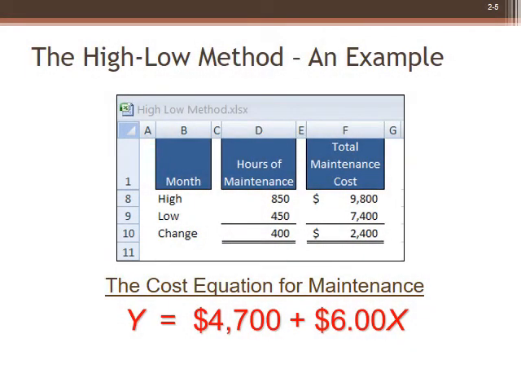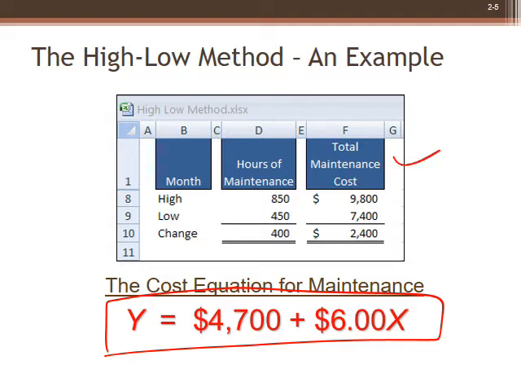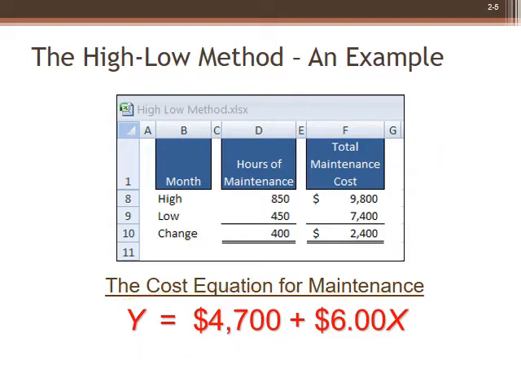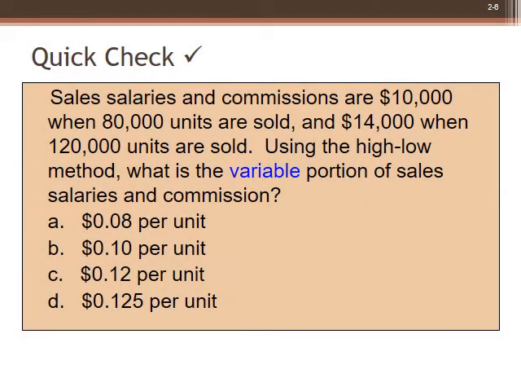Let's move further. You can also create the equation in which y is the total cost, and you can easily segregate and find the fixed cost or variable cost portion in every total maintenance cost. In order to check whether you understand or not, I have pasted one quick check. I ask you to pause the video, try to solve it by yourself, and pick a relevant answer.